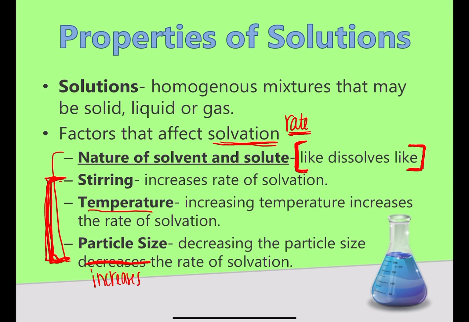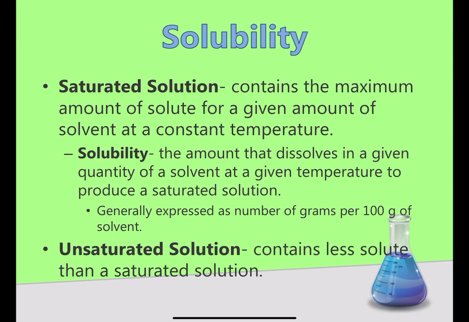That's why when you put sugar in your tea, if you put granulated sugar like table sugar, which is what we probably all use, it's going to dissolve a lot faster than, say, a sugar cube, okay? Because it's a smaller molecule, and the particle size is going to increase the rate of solvation, okay?